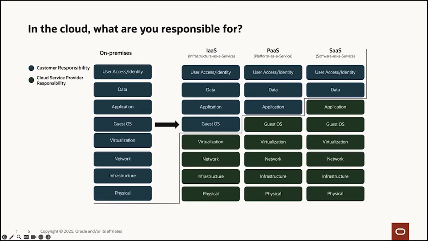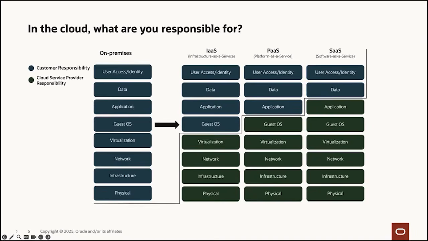When you move into the cloud, there's different levels of service. So we have infrastructure as a service, platform as a service or PaaS, and then software as a service or SaaS. With infrastructure as a service, a good example of this would be a virtual machine running in Oracle Cloud. So the customer is only going to be responsible for user access and identity down to the guest operating system. So with infrastructure as a service, you have access to the OS level when it comes to computing. And then the CSP is going to be responsible for virtualization, the networking piece, infrastructure, and also the physical location, the racks, the physical data centers.